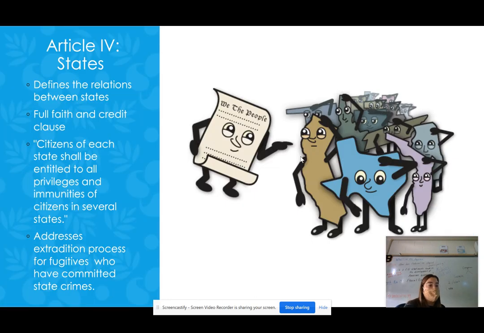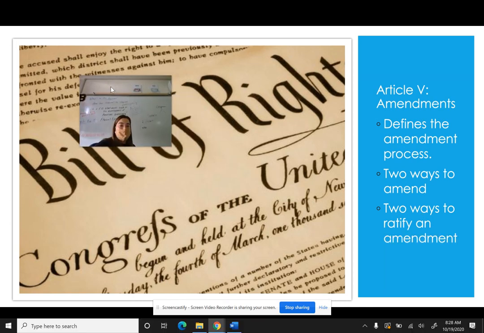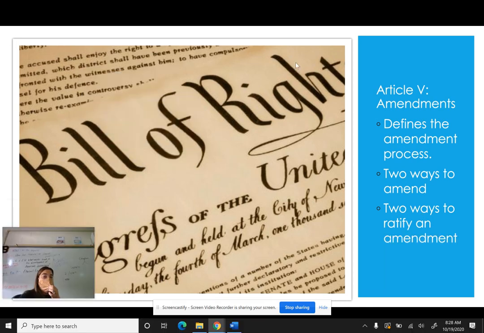And also, this does address the extradition process for fugitives who have committed state crimes. If somebody is wanted in Delaware and they show up in Philadelphia, Philadelphia police can arrest them and send them back to Delaware. Article 5, this is what we looked at last, defines the amendment process.